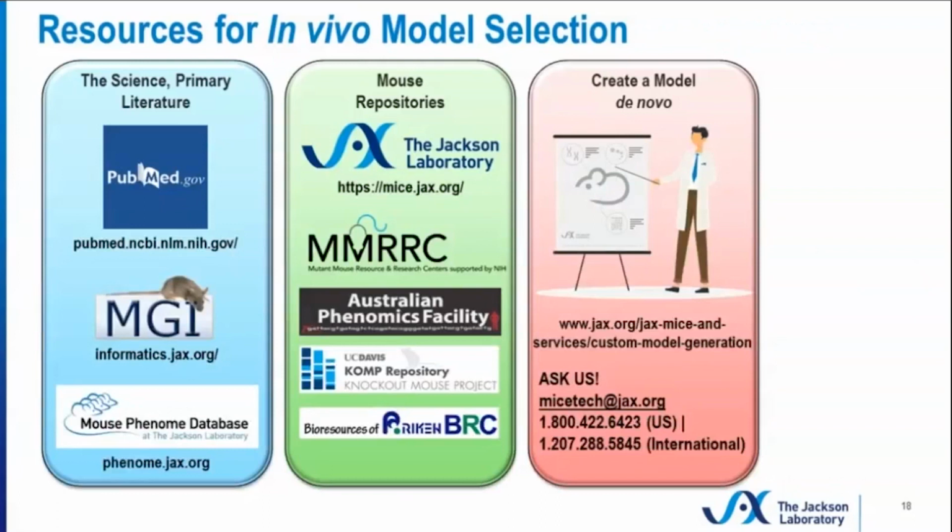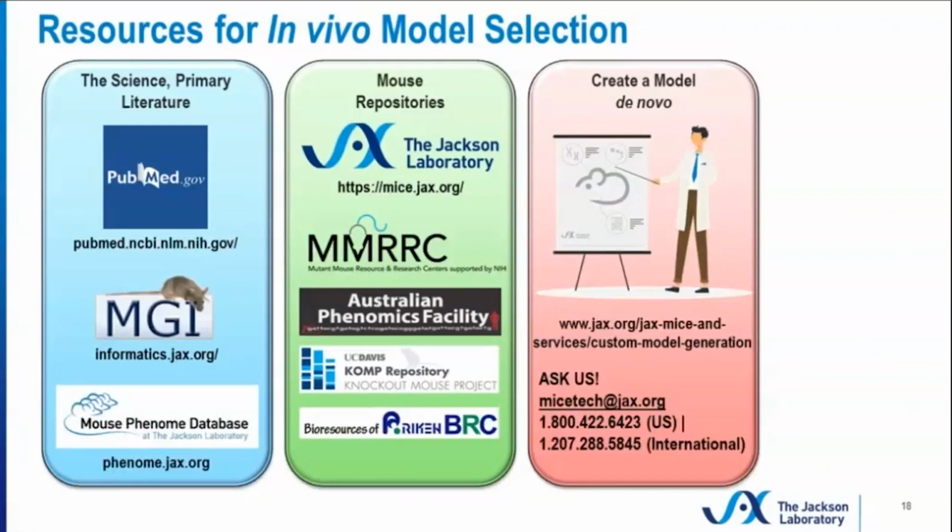One of the first decisions when designing a mouse experiment is what model you will use. You have different resources available to make that decision. You start with science, of course: go to your primary literature, go to PubMed, read the papers, and see if somebody has discussed making that model, or if a model exists, essentially.